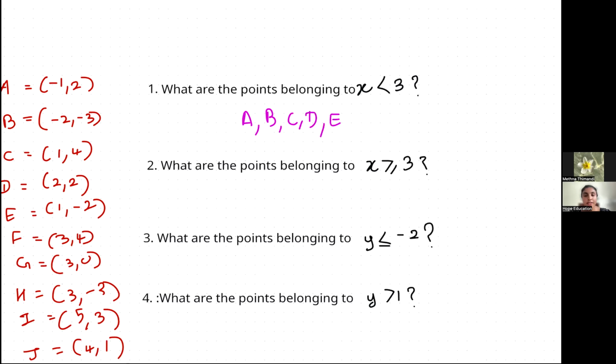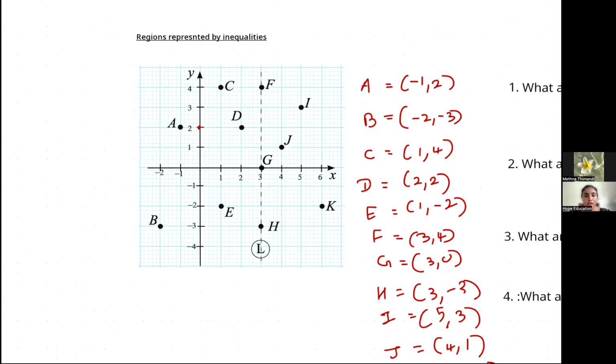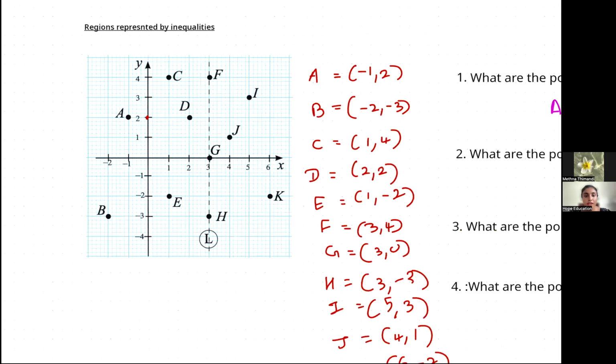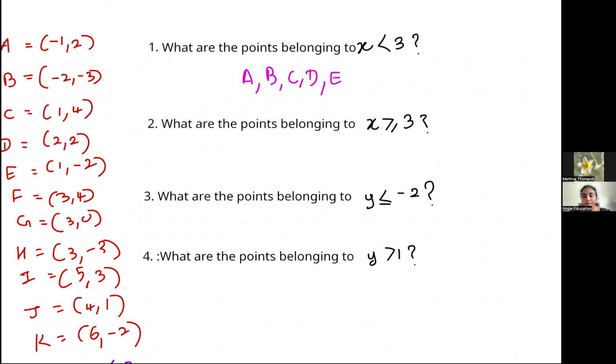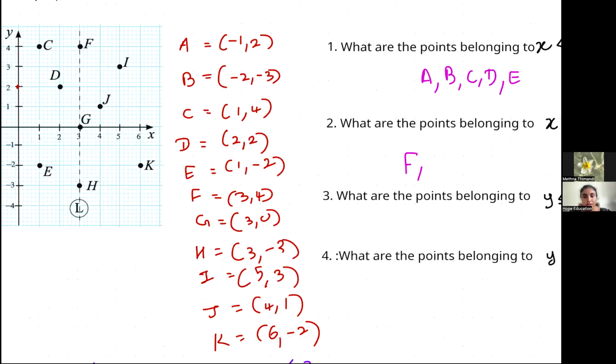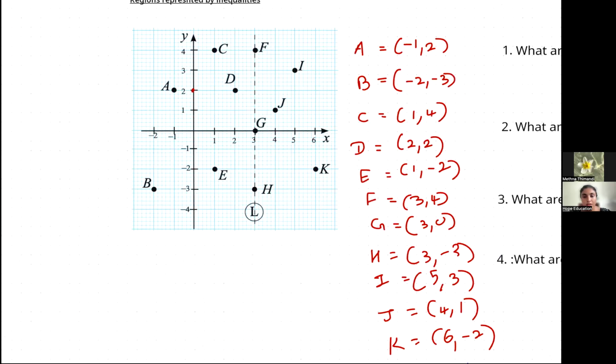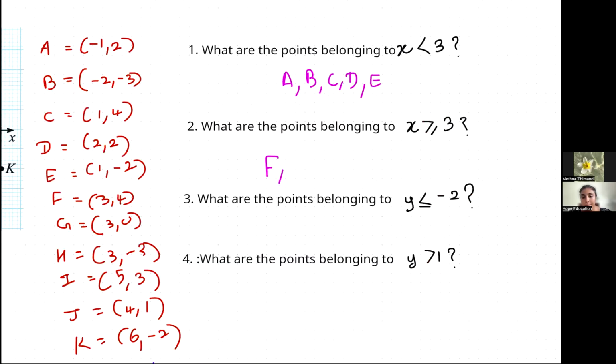Okay, let's see. X is less than 3, no? X is less than 3, A, B, C, D is correct. Then for this? F, G, H, I, sorry. Wait, X is greater than 3. Greater than F, G, H, I, J, K. Where's K? All right, I had it.